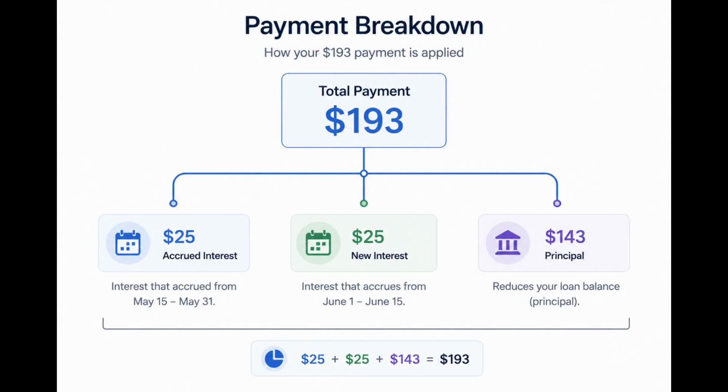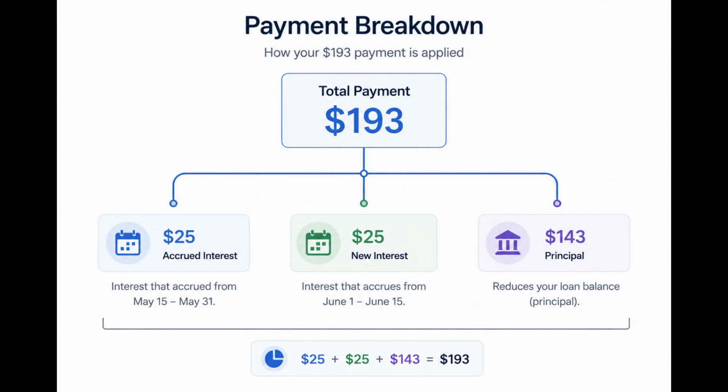Now the payment happens on June the 15th. The total interest is still $50, but now we know 25 was already recorded in May and 25 is new in June up to June the 15th. The journal entry then is a little more complex. We need to debit the accrued interest for 25. We need to debit the interest expense for 25. That's the portion from the 1st until the 15th. We need to debit the loan payable for 143, and we need to credit cash for $193.